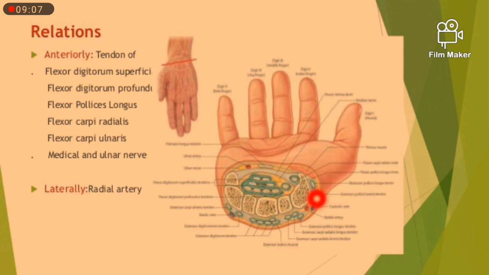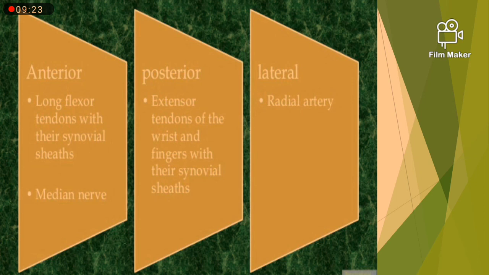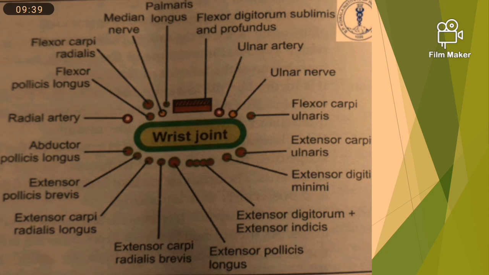Here you can see laterally radial artery, and these are all this group of muscles. These are all flexor group of muscles, and here you can see these are extensor group of muscles. So anteriorly long flexor tendons with their synovial sheath, median nerve. Posteriorly extensor tendons of the wrist and finger with their synovial sheath, and laterally radial artery. This is the relation in short.